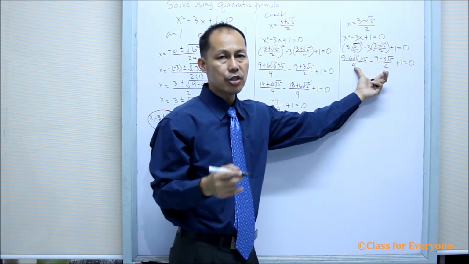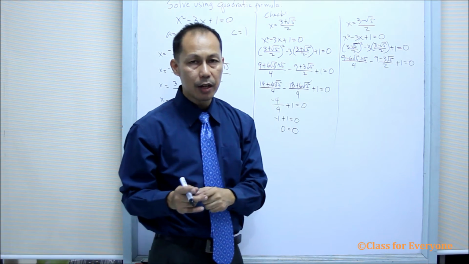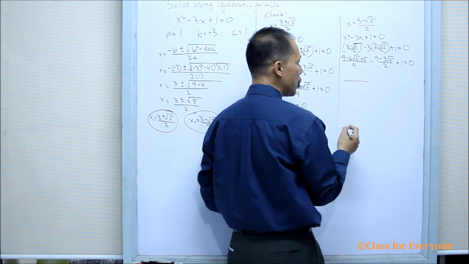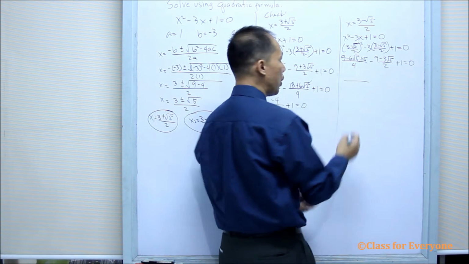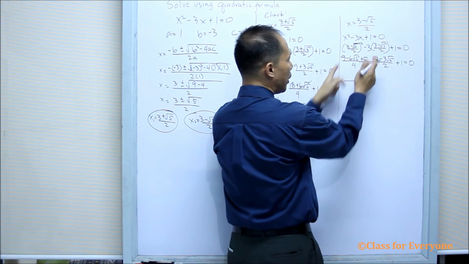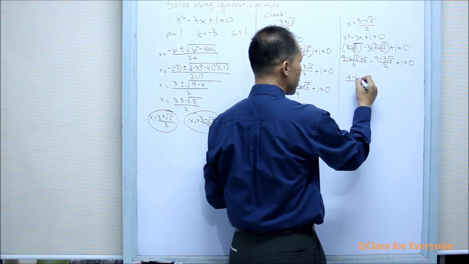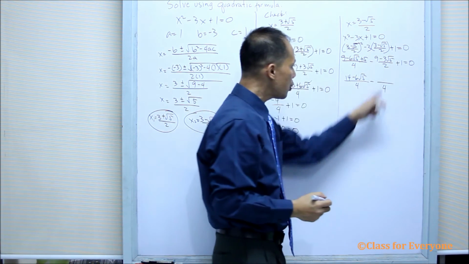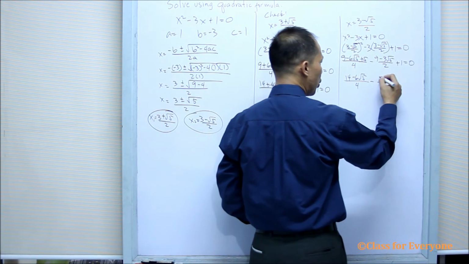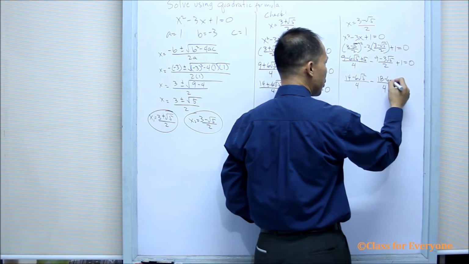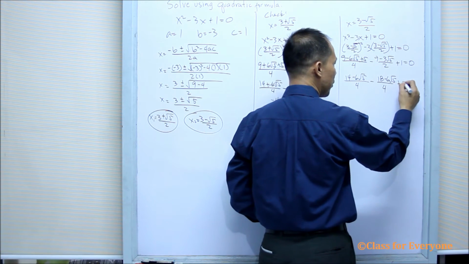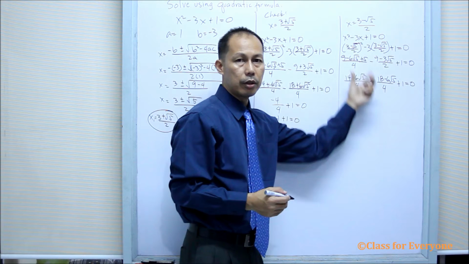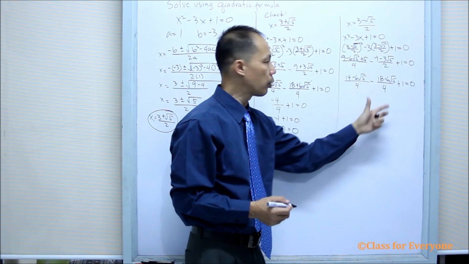Combining these fractions, we must have a similar denominator. We'll have an LCD of 4. Copying the first fraction, combining 9 and 5, we'll have 14 minus 6 times the square root of 5, over 4, minus. Since the LCD is 4, the numerator will now be 18 minus 6 times the square root of 5, plus 1 equals 0. We can also subtract the numerators because they have the same denominator.